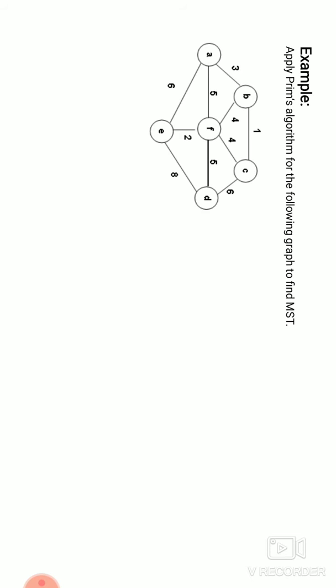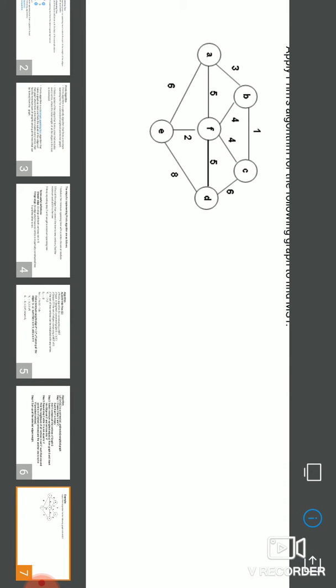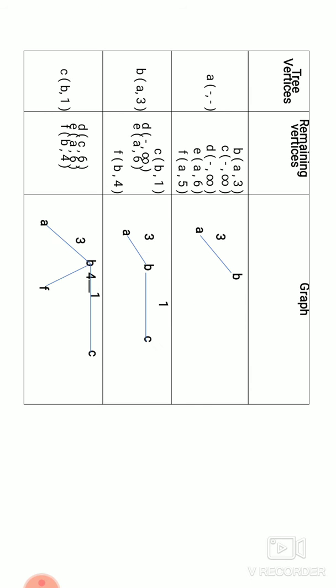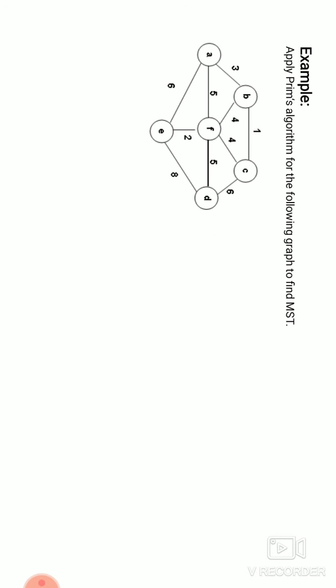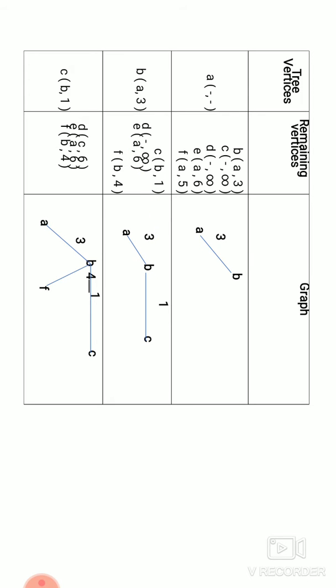So here we have an example of Prim's algorithm. This is a graph with vertices A, B, C, D, E, F with the weights over the edges. So let us begin. This is how we solve Prim's algorithm to find the minimum spanning tree. Let us have three partitions: the vertices in the graph G, the remaining vertices in the graph, and the third part, which is the spanning graph that we are creating.